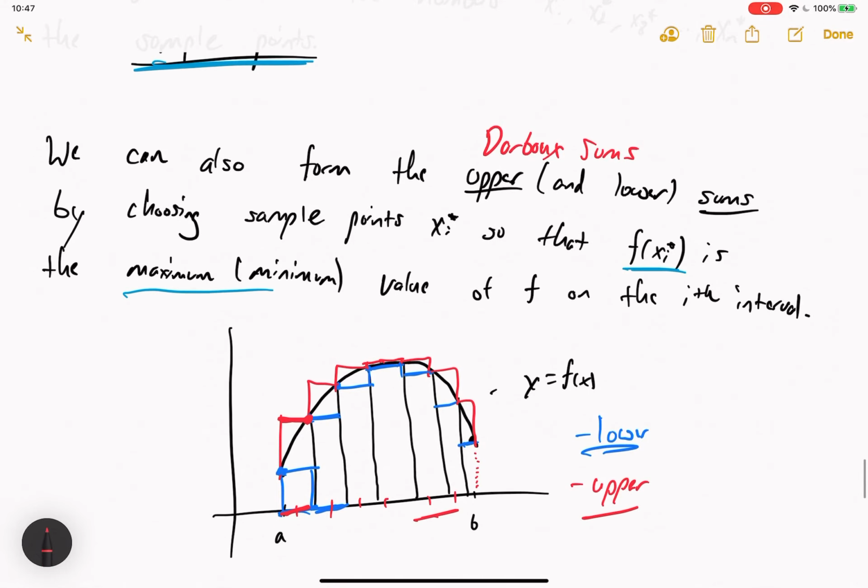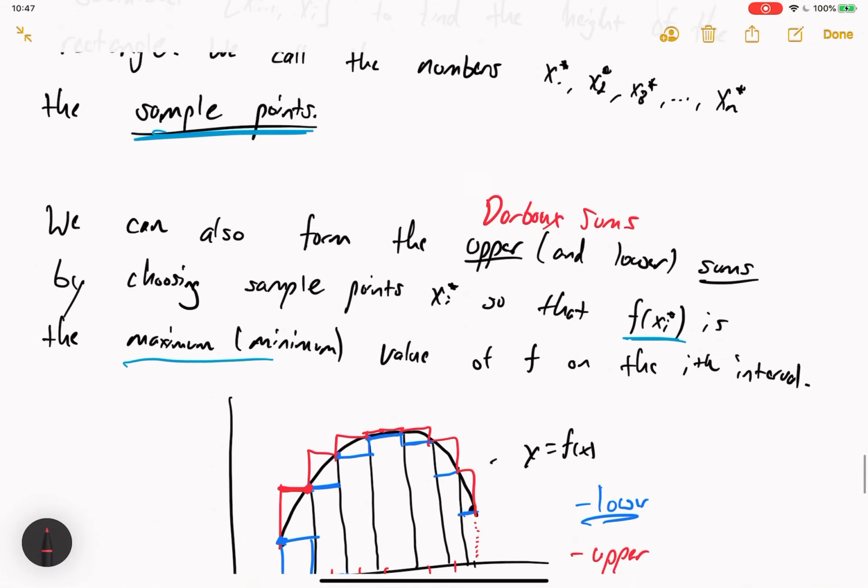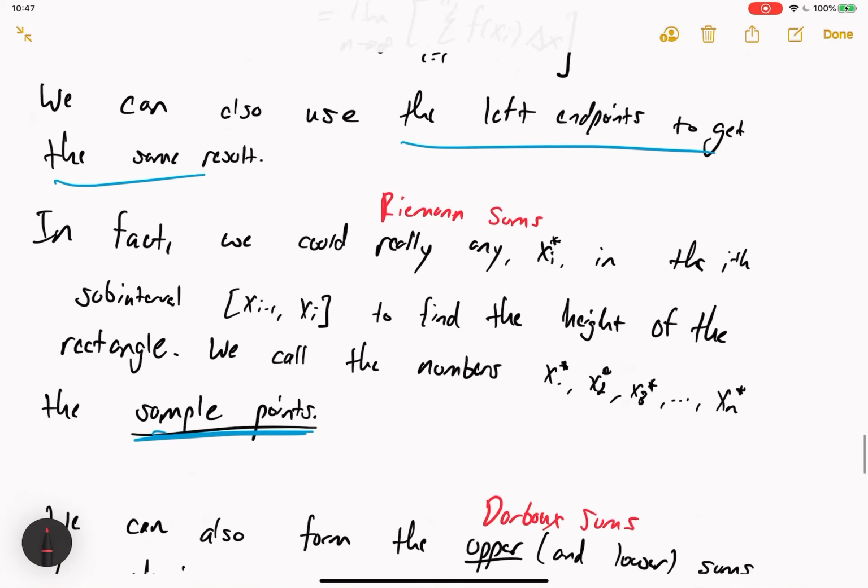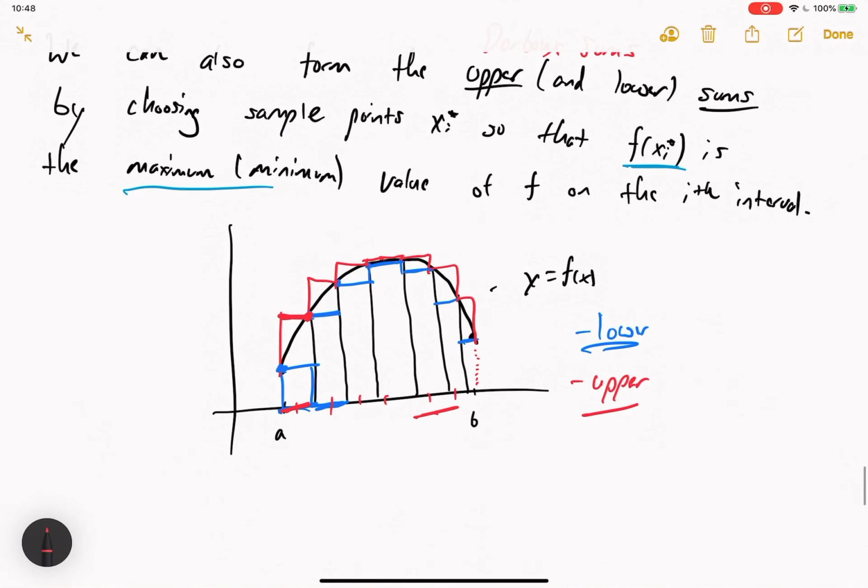So the main idea I want you to take away from this section is that we're not doing anything tricky. We're just taking rectangles, we're approximating, and more and more rectangles just give you better and better approximations.